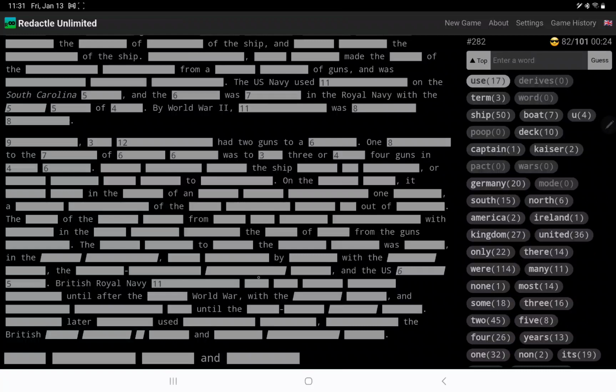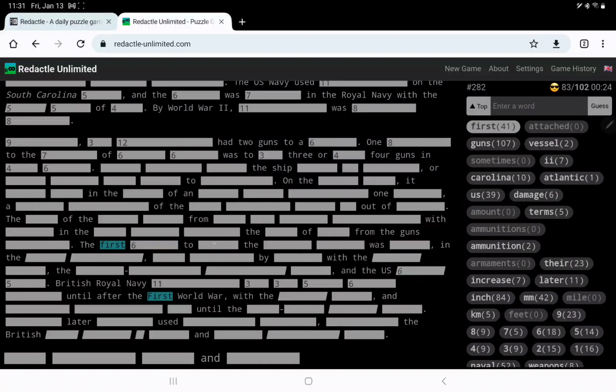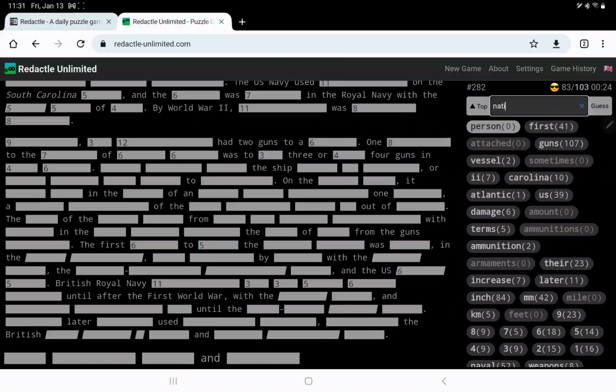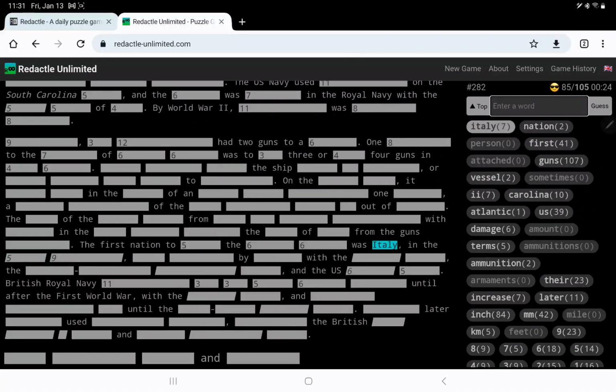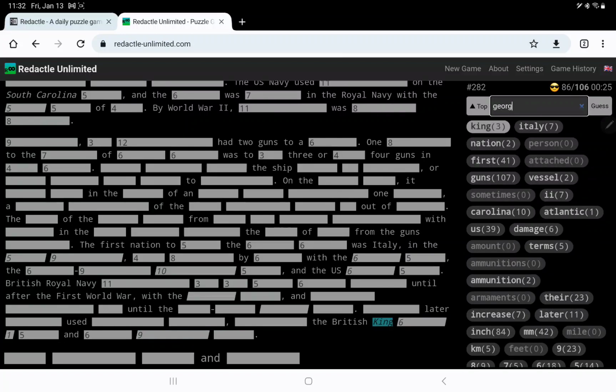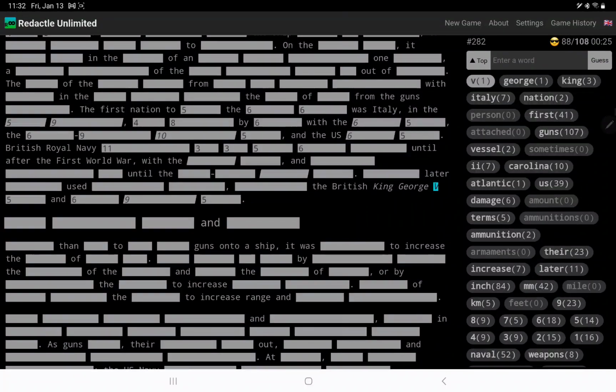The U.S. something, the British Royal Navy 11, until after the first spelled out. The first person, the first nation to 5, the 6-6 was 5. Italy. Oh, there we go. In the 5-9, 4-8 by 6 with the something. The British King George, maybe the 5th, yeah. 5 and 6-9 something.